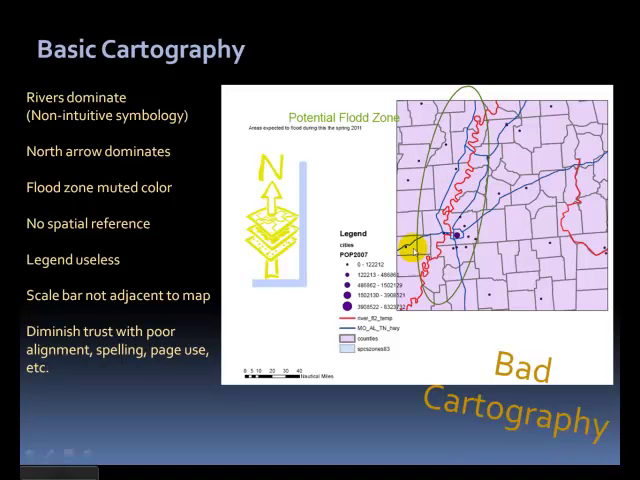The flood zone is this oval, I'm assuming from the title. This should be red. The highways look like they've been symbolized in blue, again, counterintuitive. Make sure you're using intuitive symbology.